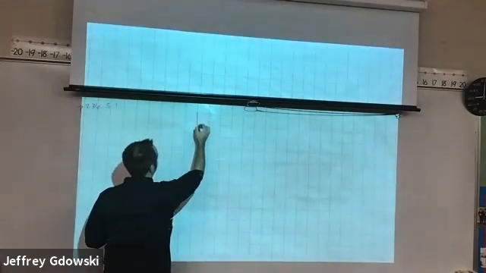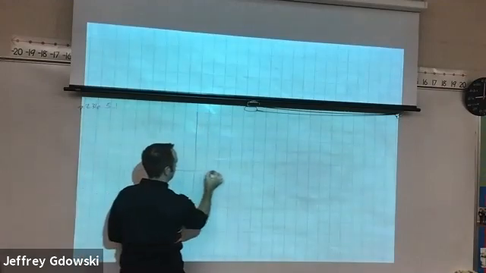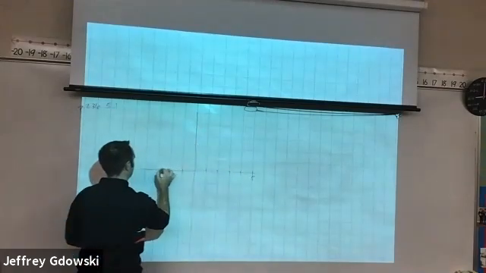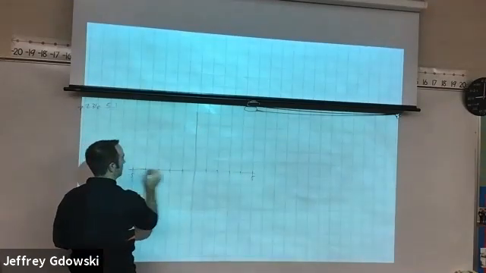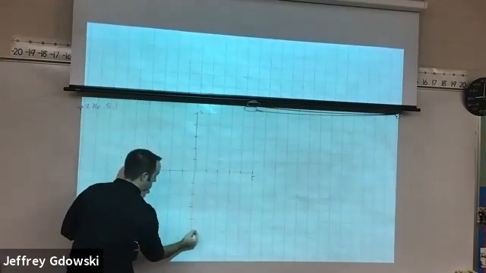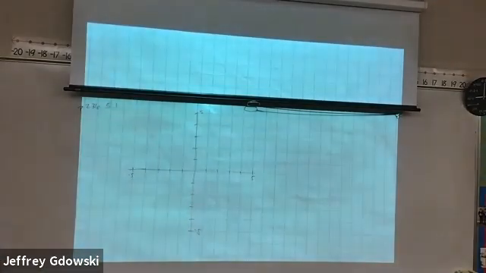Let's go 5 in every direction here. Hopefully your graph turns out better than mine. That wasn't very straight. Give you a few seconds here, create that graph, 5 in every direction. We'll talk about how to solve this system by graphing.